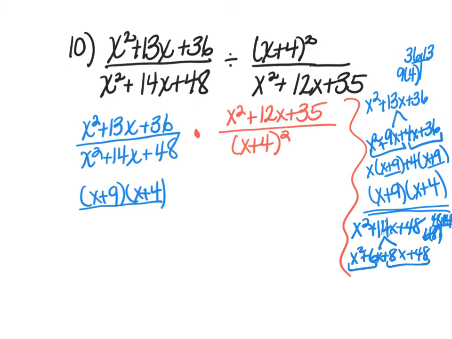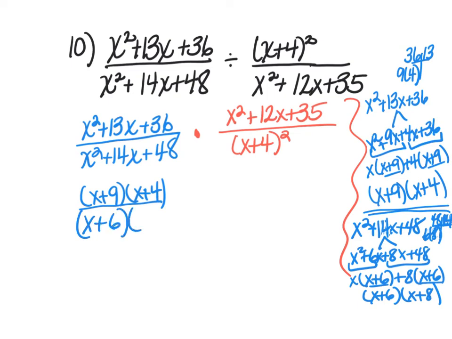All right, I'm making my groups. I'm going to pull out an x from the first group, which leaves me with x plus 6. Bring down the plus. The GCF of the second group is 8, which leaves me with x plus 6. So I've got my x plus 6's that match. So x plus 6 times x plus 8. Okay, so we have one fraction done. Yay! Now it's time to go to our second fraction.